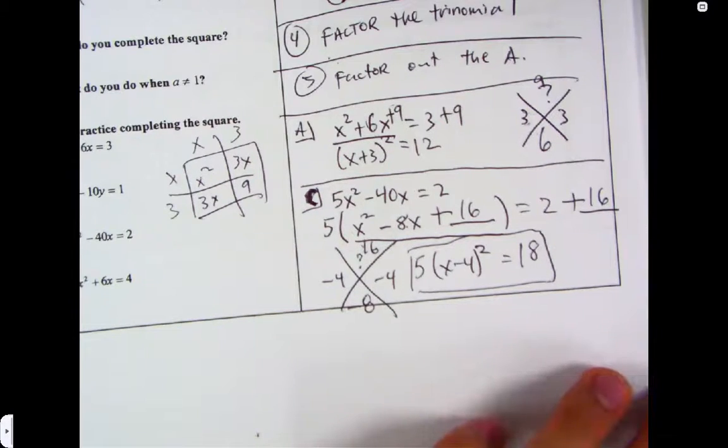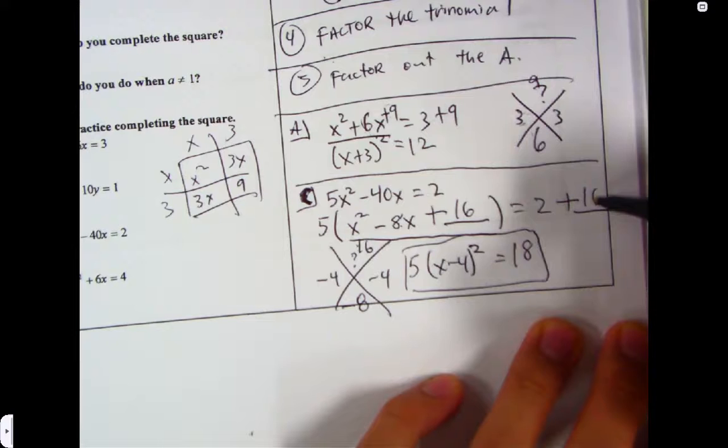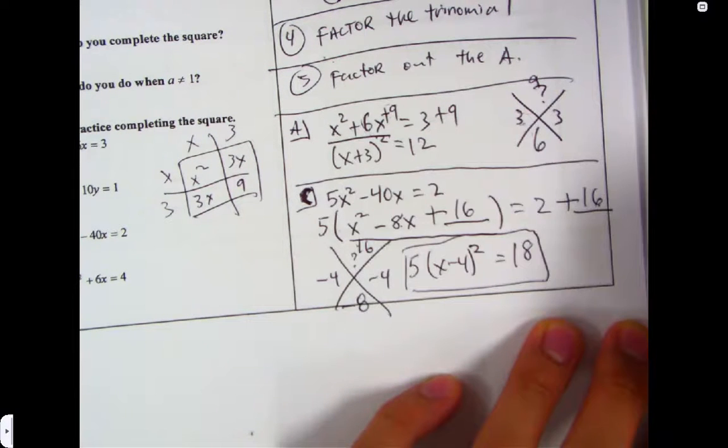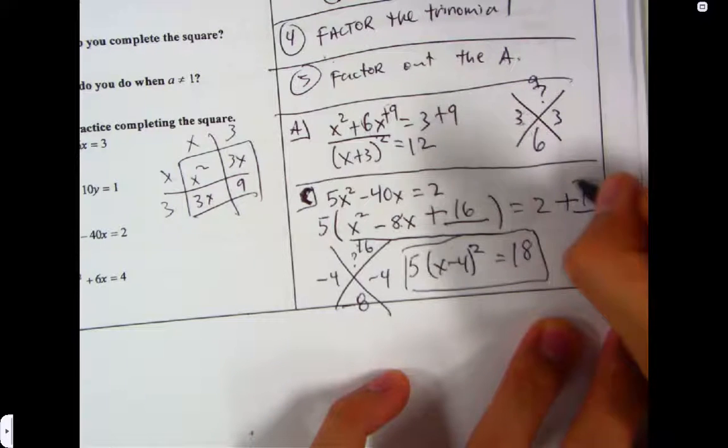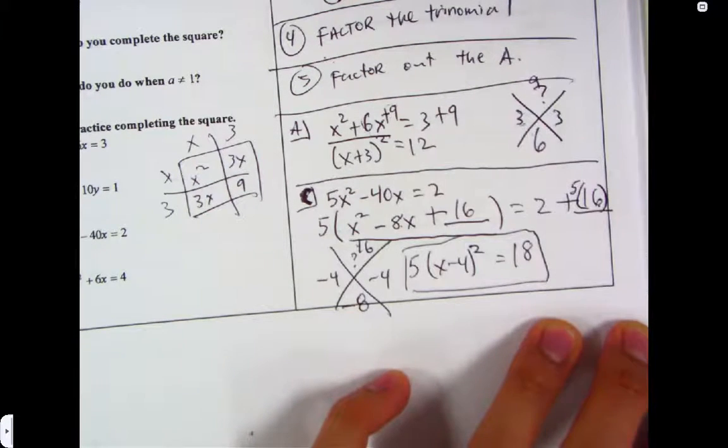Why are you teaching me the wrong way? Okay. So this was the tricky part. When you add 16, what did you factor out? A 5. So you should actually multiply the 16 by 5. That's where I messed up.